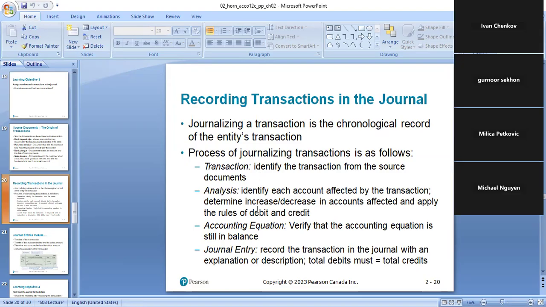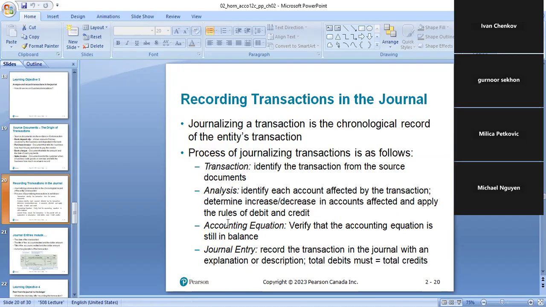Second, we're going to identify which accounts are involved. Is it an asset account? Is it a liability account? Is it an equity account? Is it a revenue account? Is it an expense account? What exactly is it? The next thing we have to keep in mind is to keep assets equal to liabilities and equity all the time.